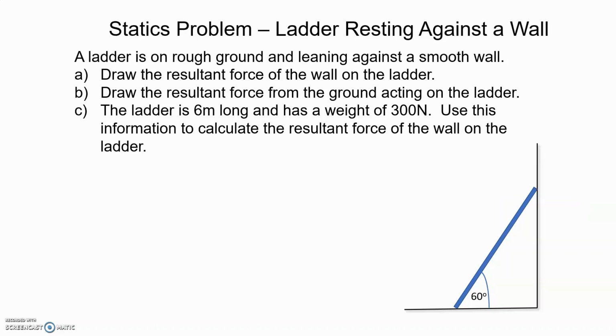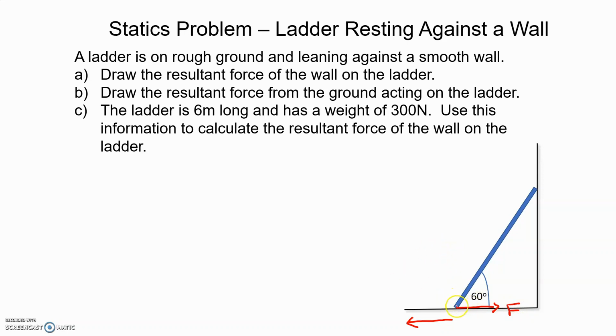And part B, draw the resultant force from the ground acting on the ladder. It says the ladder is on rough ground, so that means there will be a friction force. Now if the ladder slips, the bottom of the ladder will move to the left, so our friction force must be acting to the right. We'll label that F.